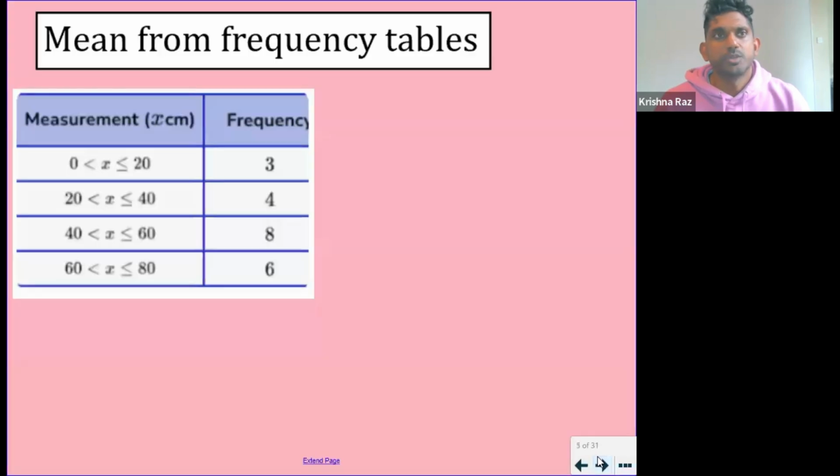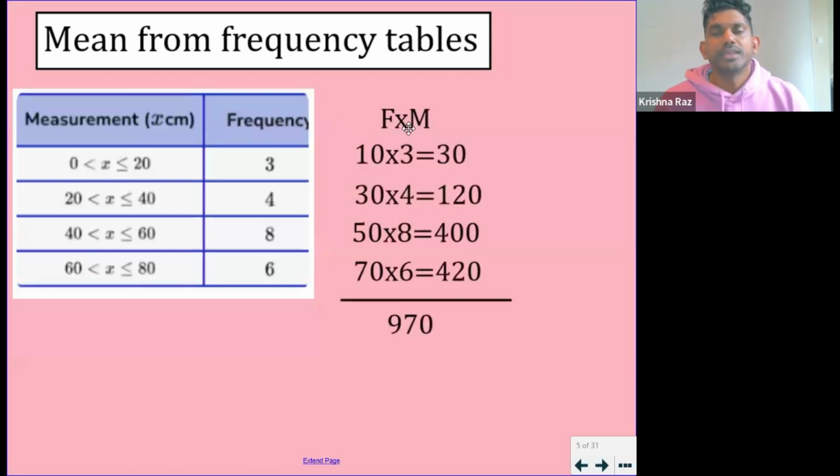Tip number 2, mean from frequency tables. This was not in paper 1. So firstly, we need to get the midpoint and times it by the frequency. Having done so, we add that column up. Now, you've been drilled since primary school: add them up, divide by how many there are.